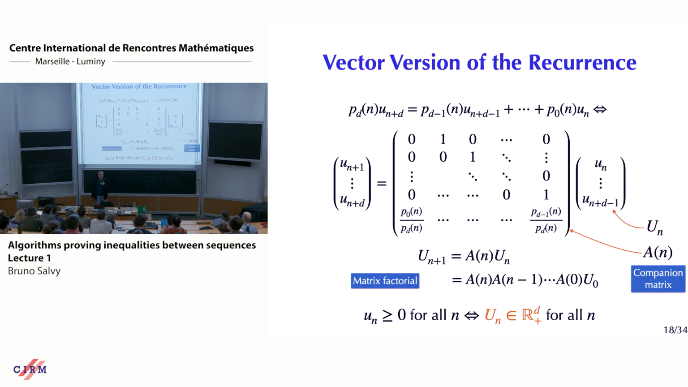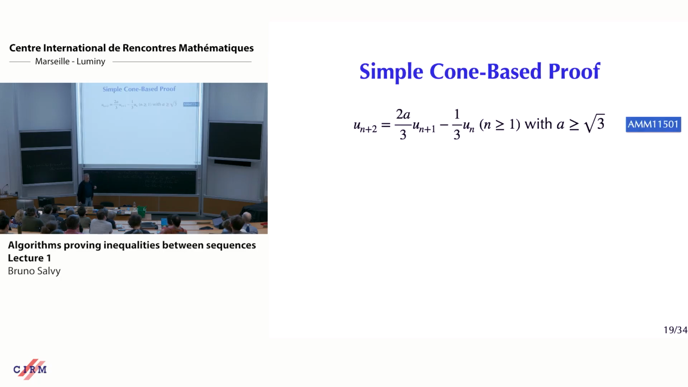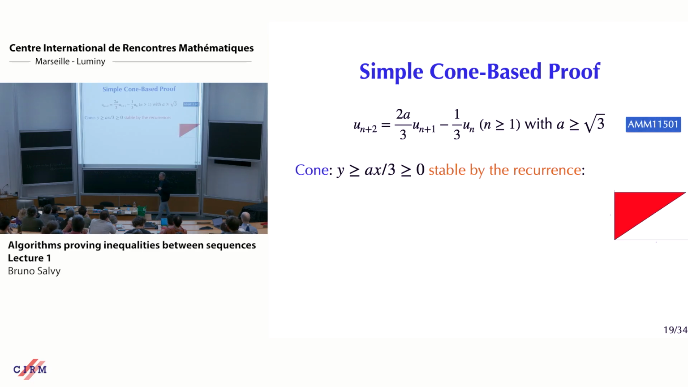An example of what type of proof we will construct. Let's go back to this AMM example, the monthly example, where you had this recurrence, and you want to show that for a larger than the square root of 3, the sequence is positive. And this is the cone we'll be considering: y, the second coordinate, is larger than a times x over 3. Remember that a is larger than the square root of 3, so it's positive. So we want to be in this cone.